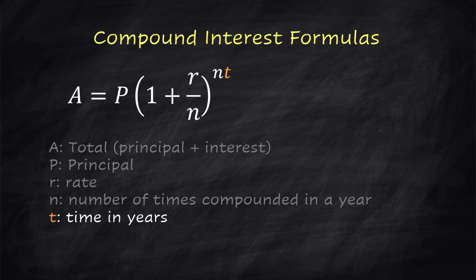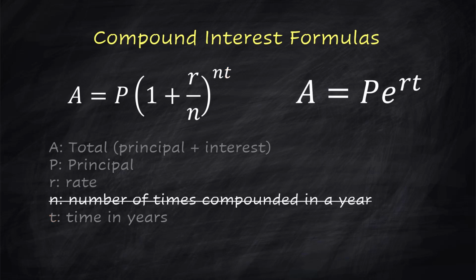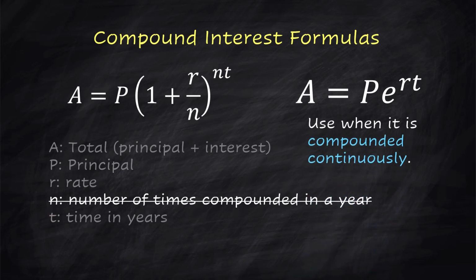Another situation that can come up is when interest is being compounded continuously. And when that happens, you change the formula and we're going to use total equals principal times the number e raised to the RT. Notice in this formula, there's no N because you don't know how many times it's being compounded in a year.